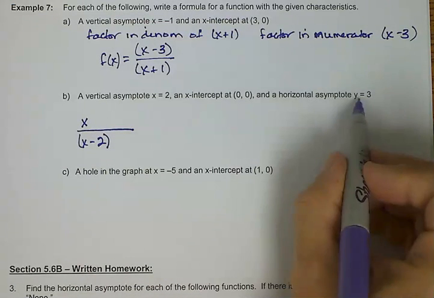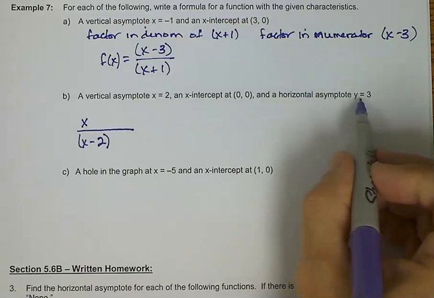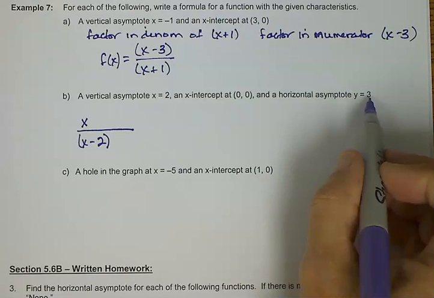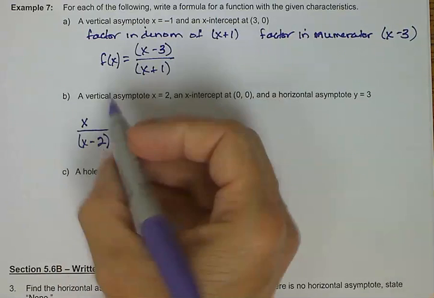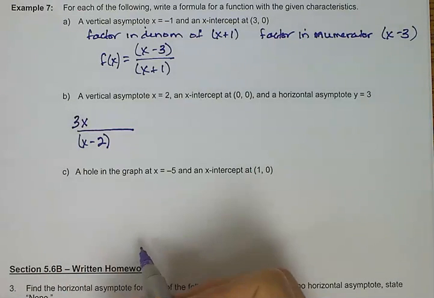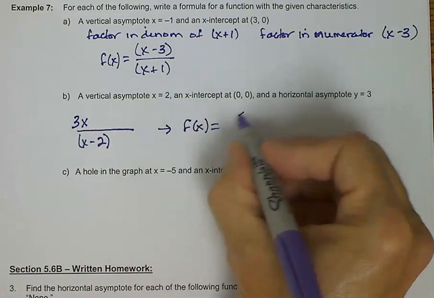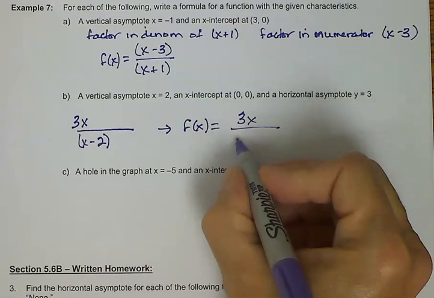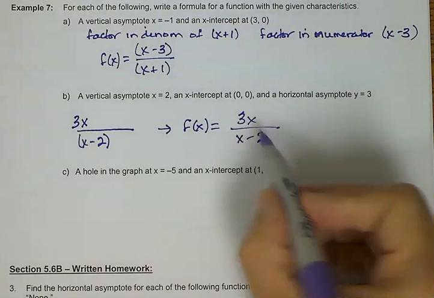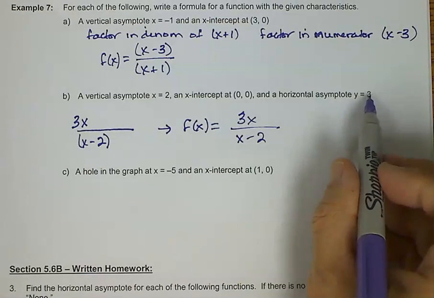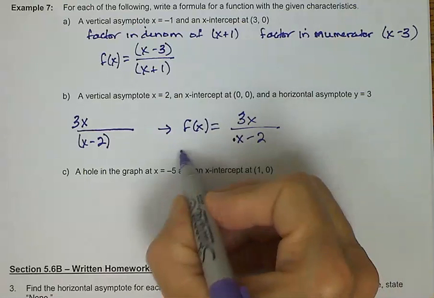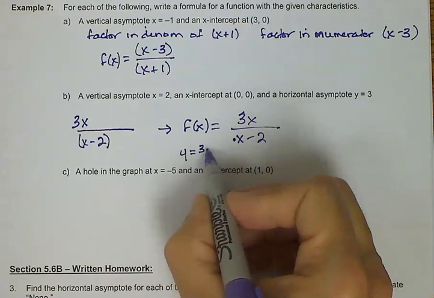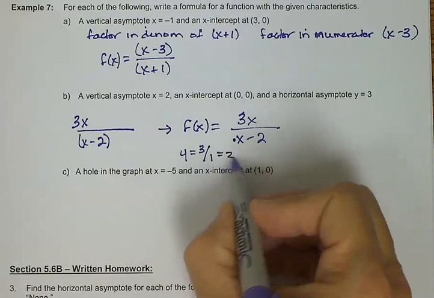But now we would have to have the leading coefficients so that when we divided them, we would come out with an answer of 3. If we leave this one as having a leading coefficient of 1, then to get this to be 3, we'd have to make this leading coefficient a 3. So we could just make this 3x over x minus 2. And then we could go back and check and make sure that this works out. So now our leading coefficient here is 3, our leading coefficient here is 1. That means for our horizontal asymptote, we'd have y equals 3 over 1, which is 3, and that's what we wanted.